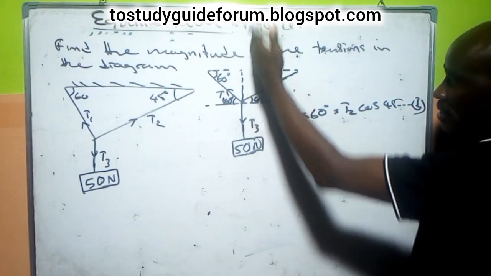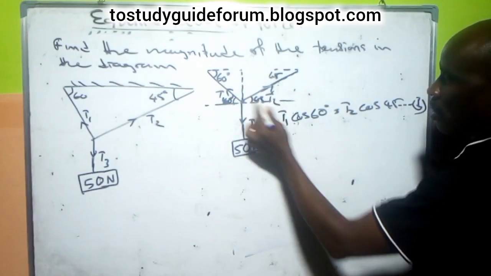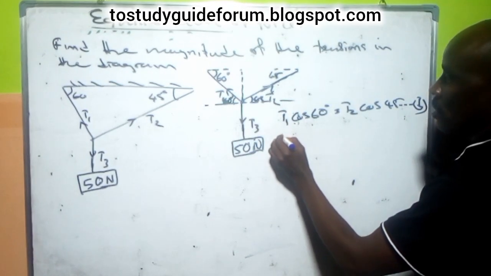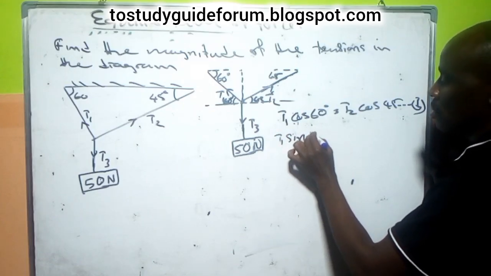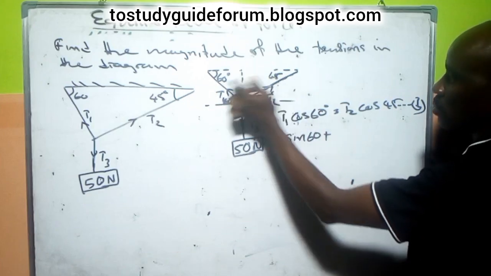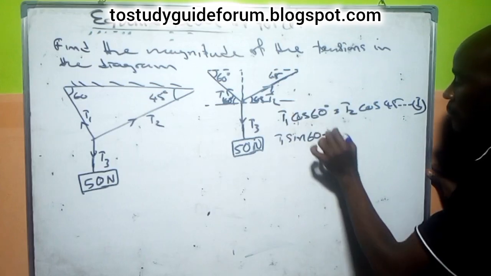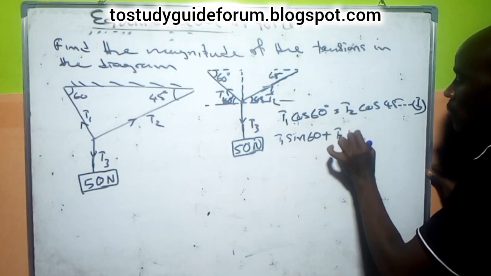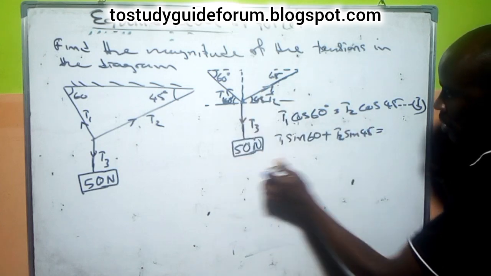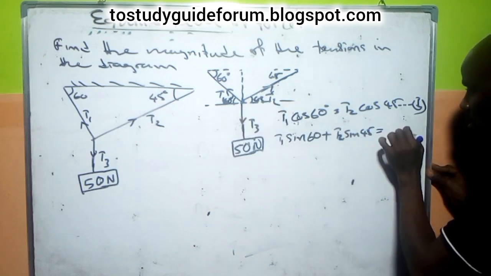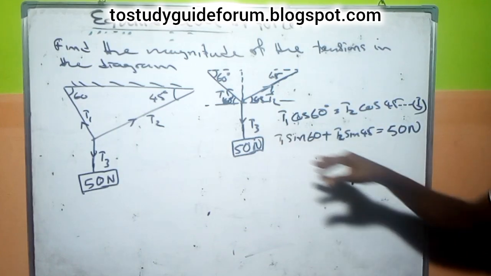So the next one, we have the vertical component. In the vertical component, we have two forces going up. So what we have here, this other one will have T1 sine 60 plus, because two of them are in the same plane, T2 sine 45, equal to the other one we have here, that is 50 Newton, or T3 as the case may be.